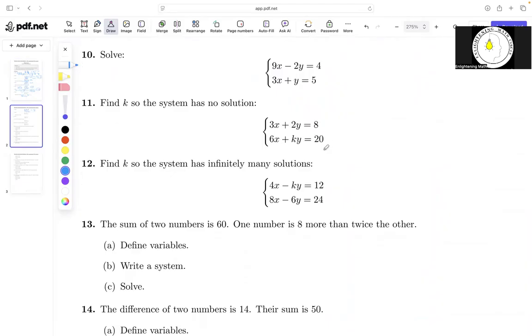So since 3x is half of 6x, we just want to put a parenthesis and a 2 around this equation. So basically, we need 2y times 2, which is 4y, to equal ky. So if 4y must equal ky, then we know that k equals 4.